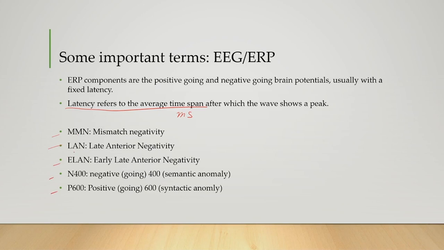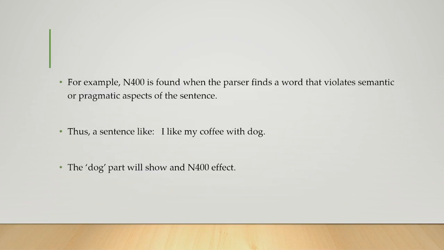MMN is mismatch negativity, LAN is late anterior negativity, ELAN is early LAN, and N400 and P600 we have already seen. For example, let us take N400. N400 is found when a parser, that is the person who is looking at the sentence, finds a word that violates the semantic or pragmatic aspect of the sentence. A sentence like, I like my coffee with cream, or let us say extra sugar, would have been a perfectly fine sentence.